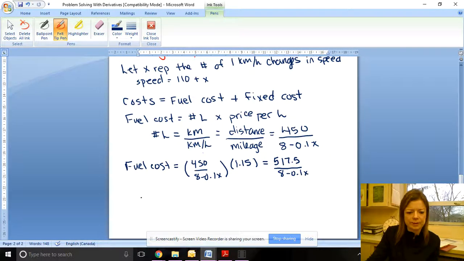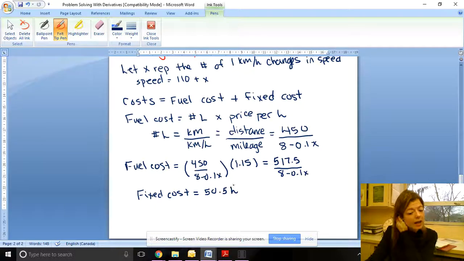Oh, sorry. No, now I need my fixed cost. So my fixed cost is this, 50.5h. So now I need to represent my time, my number of hours, in terms of x. So remember, this is time. So remember our distance, speed, time situation here.